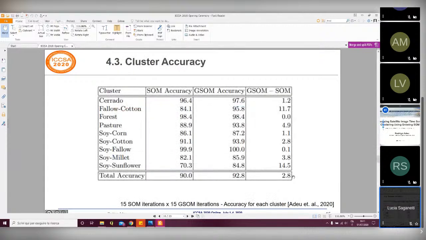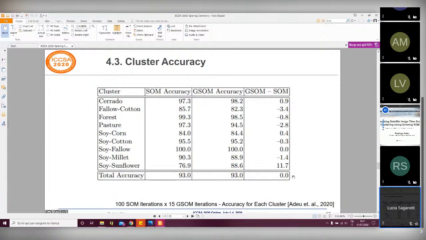This is the cluster accuracy for 15 iterations of SOM and 15 iterations of GSOM. And we can check that the GSOM is a little bit better, 2 percentage points better than the traditional SOM with the same number of iterations. And on the next slide, we have the comparison between 100 SOM iterations that was used in Lorena Alves' work and 15 iterations of SOM in this work, and they got almost the same accuracy for the whole network. There are small differences between the classes, but the overall accuracy of the map was almost the same. On the next one, please.